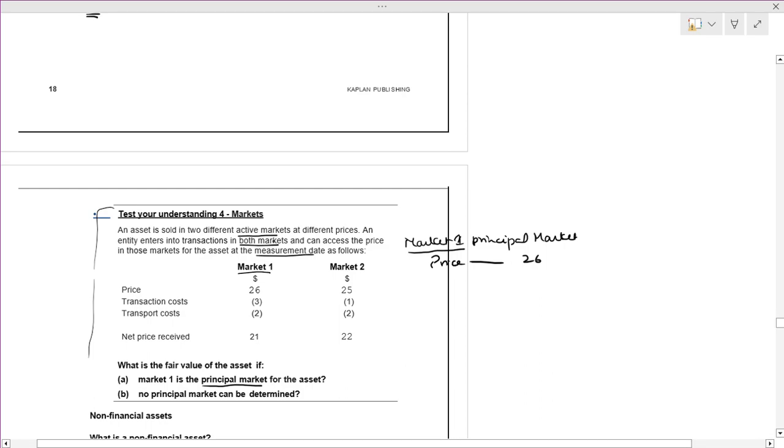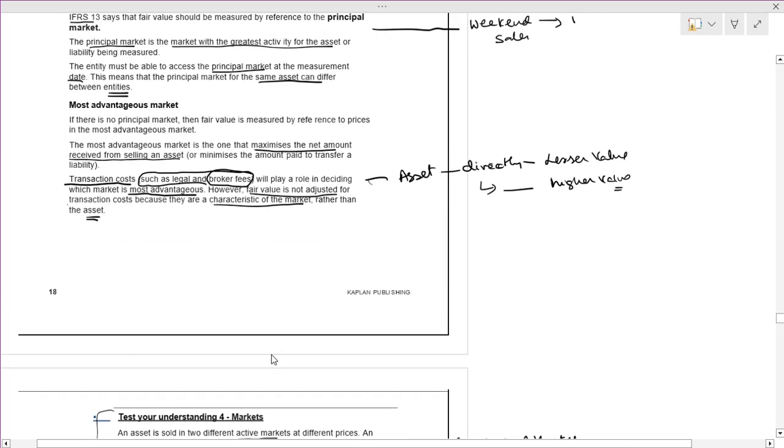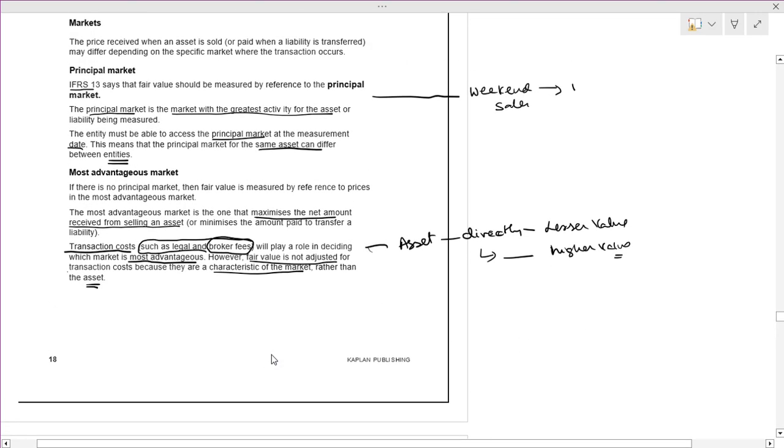Is it right? The price is with respect to a fair market, and we are ignoring the transaction cost. We exclude transaction cost, because transaction cost will play a role in deciding which market is more advantageous. In the most advantageous market, we will take transaction cost. Fair value is not adjusted for the transaction cost, whereas the principal market is based on fair value.